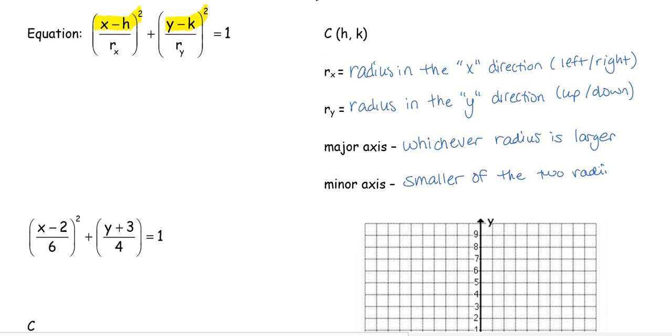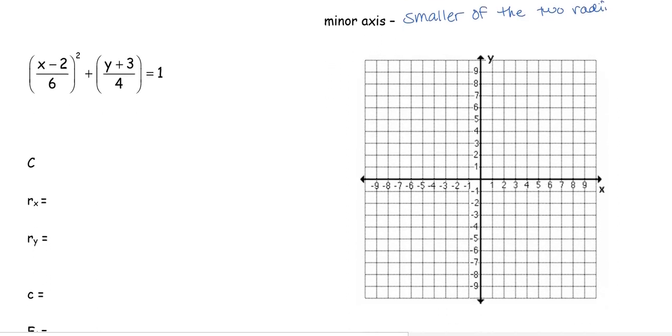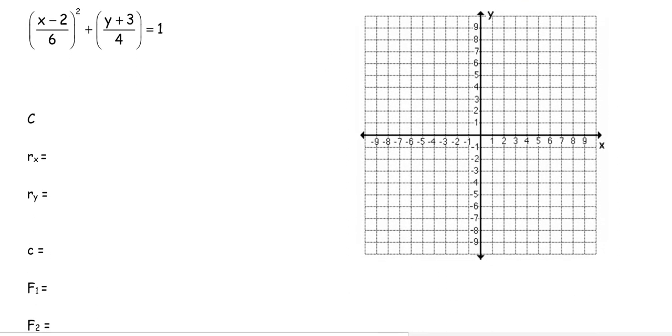Now what we're going to do with all this information: we're going to pull the information that we need from the equation and then we'll graph. First, starting with the center, I see x minus 2. This is going to tell me that the x is at a positive 2. Y plus 3 tells me that the y coordinate of the center is at a negative 3. See how my variable x is here? Well, on the bottom, that's telling me my r of x. So my radius in the x direction is 6. Since my y is here, the number underneath y is my r of y, the number going in the y direction.